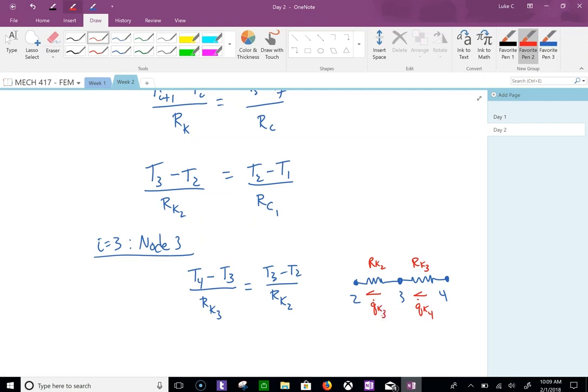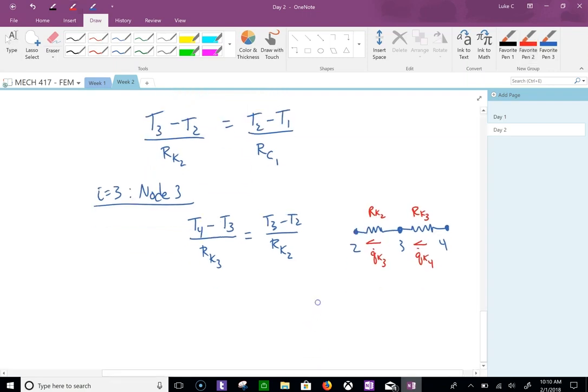So here we're looking at node 3. I wrote the elemental resistance above on the top, so RK2, RK3. And then we have conduction going in and conduction going out, right? So that's why they're sub Ks.